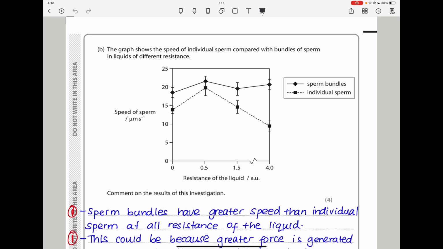Here they say the graph shows the speed of individual sperm compared with bundles of sperm in liquids of different resistance. So here we see speed of the sperm, and down here as resistance is varied. Our observation is we can see the individual sperms are always at a lower speed in comparison to the sperm bundles, and we see that generally as resistance of the liquid increases, there is a decrease in the speed of the sperm, but the individual sperms have greater decrease from 0.5 in comparison to the sperm bundles.